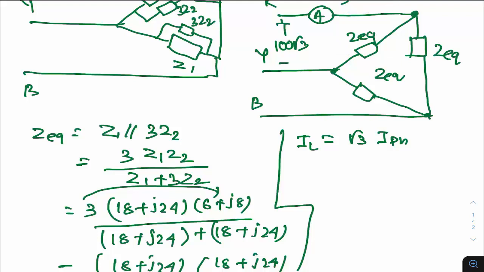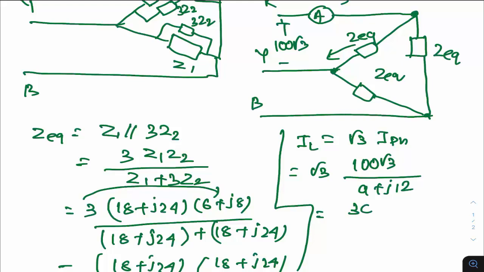So the line current is root 3 into I phase. What is I phase? I phase is this current. So 100 root 3 is the voltage, and the impedance is Z equivalent, which we got as 9 plus J12. So this is root 3 into 100 root 3, which is 300, since root 3 times root 3 is 3, and 3 into 100 is 300, divided by the square root of 9 squared, which is 81, plus 12 squared, which is 144. So take a calculator and simplify this. If you find it out, this happens to be 20 amperes.